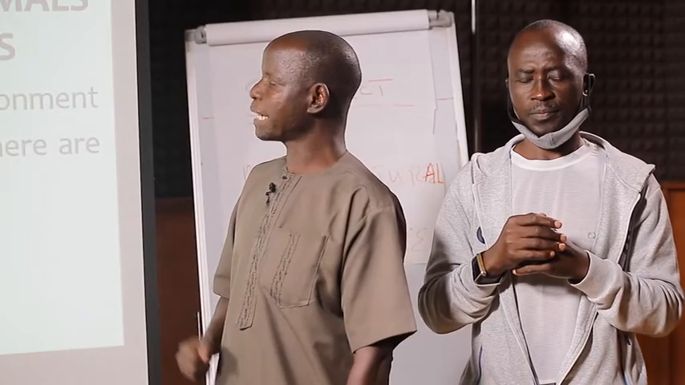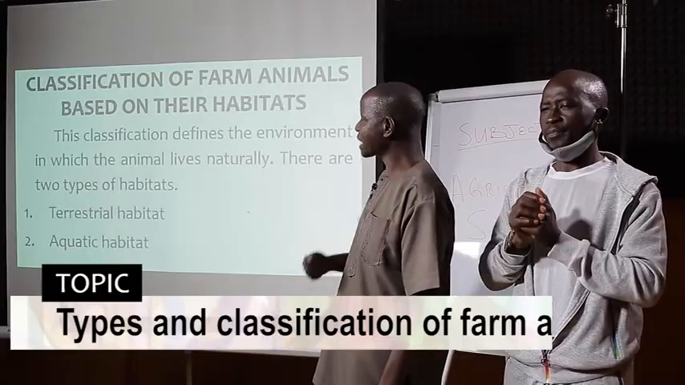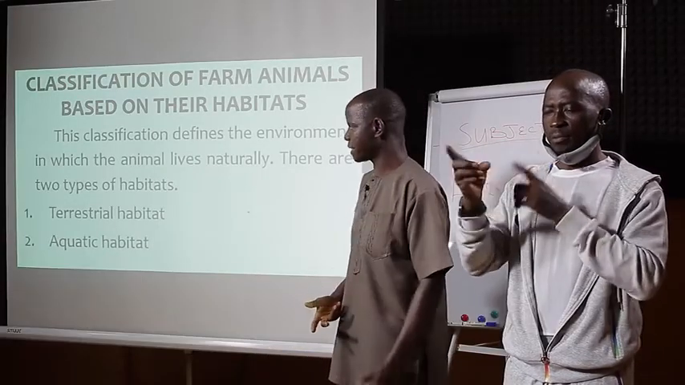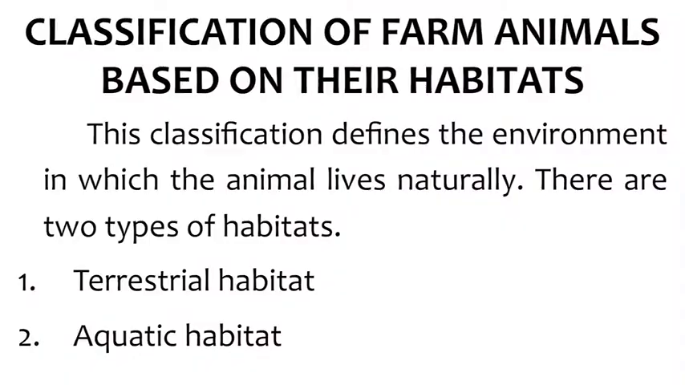Then, let us see the classification based on habitats. This classification defines the environment in which the animal lives naturally. There are two types of habitats for animals: terrestrial habitats and aquatic habitats.